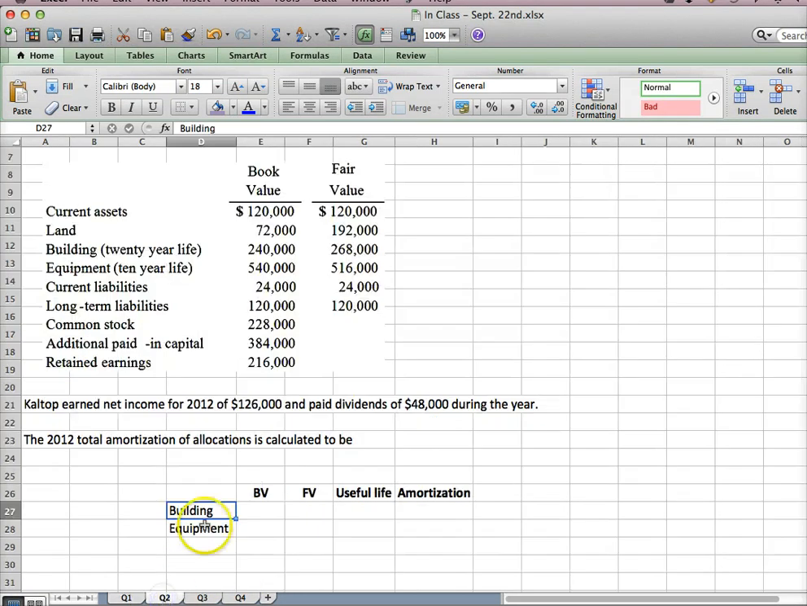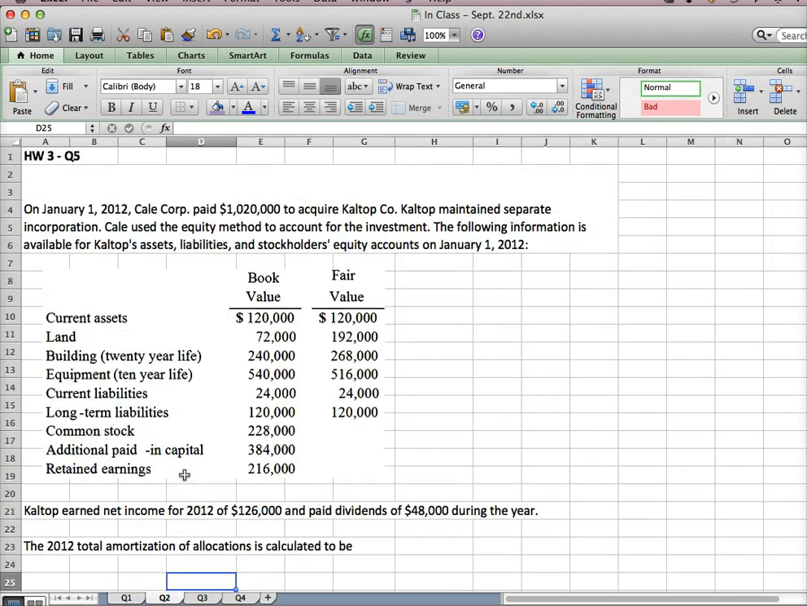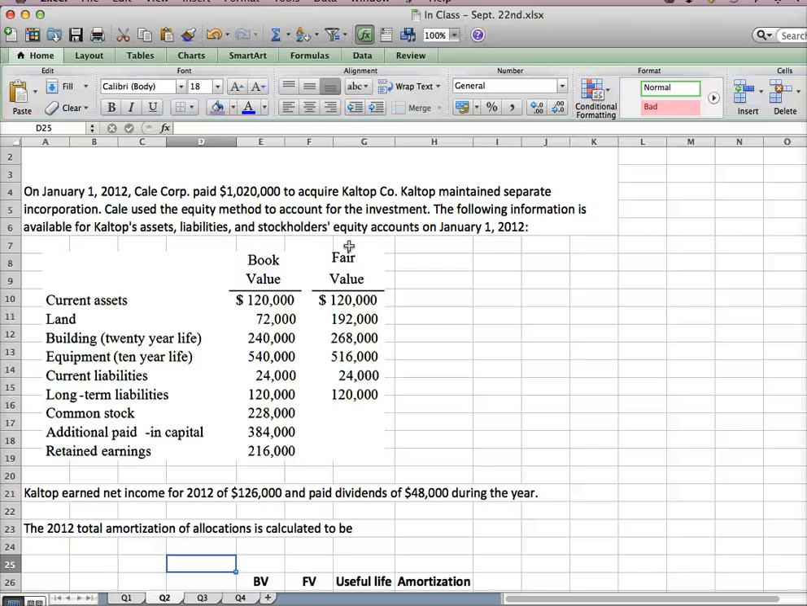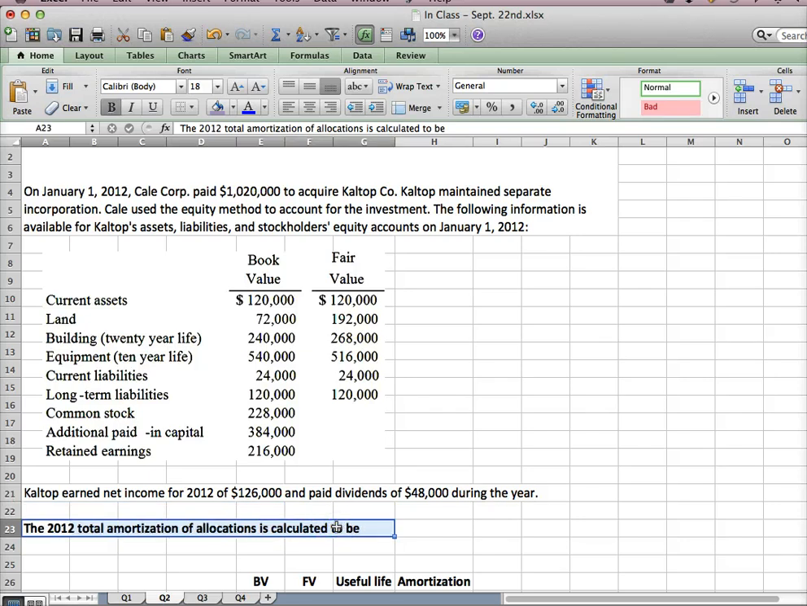Now I want to move on to question 2. We didn't do this one in class, but I just wanted to go over the books of Kale Corp. They paid 1.02 million to acquire Caltop, and this is the information for Caltop. We're talking about 2012 now having gone by, and Caltop earned 126,000 and paid dividends of 48,000 during the year. What is the amortization regarding 2012?